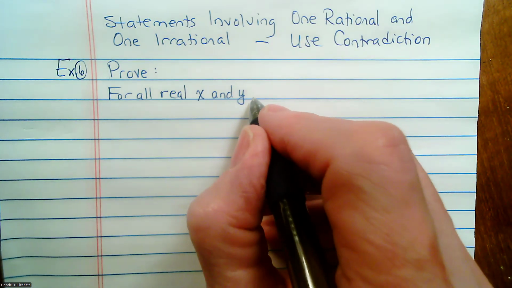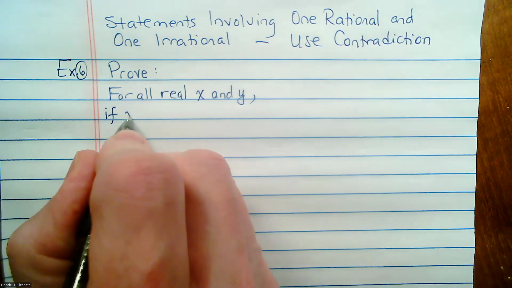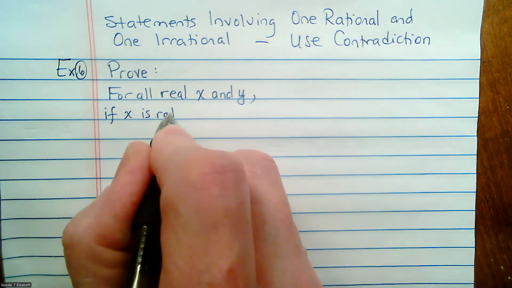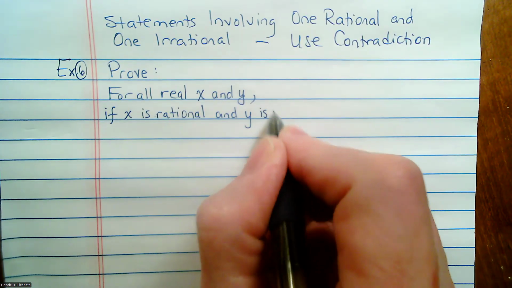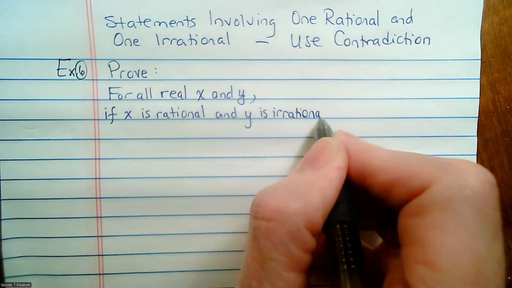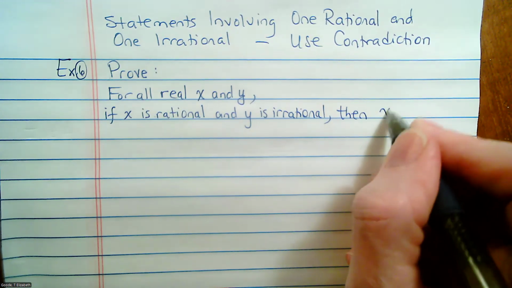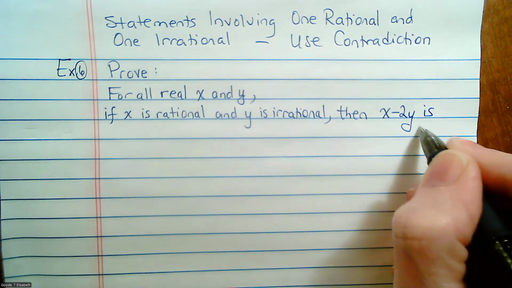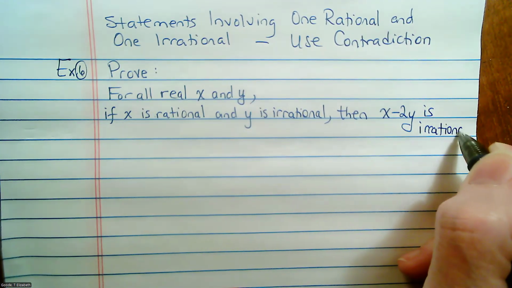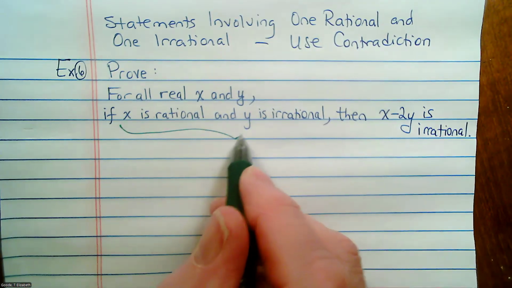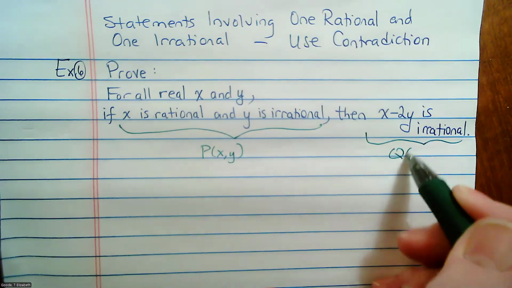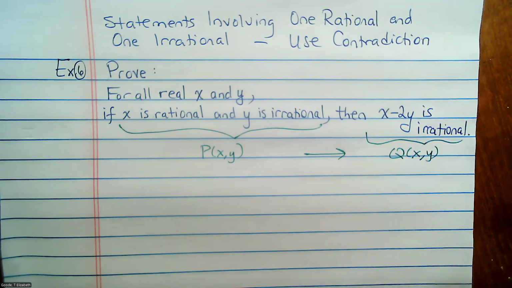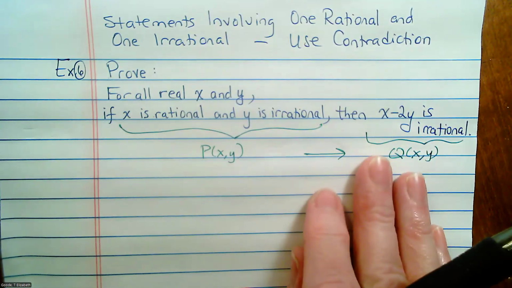So for all real x and y, here's a statement. If x is rational and y is irrational, then x minus 2y is irrational. Okay, you're going to want to prove that by contradiction. This is our p of xy. This is our q of xy. We're trying to prove if p, then q. And it's really hard to try to prove this directly.